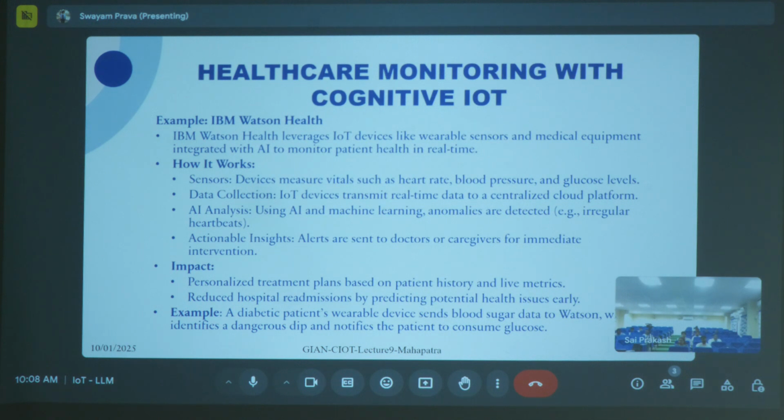A specific example of this would be a diabetic patient wearing a device that monitors their blood sugar level. If the system detects a dangerous dip in glucose, it immediately alerts the patient to consume something sugary, and if necessary, notifies their doctor as well. So this is a very simple but very effective process. It can prevent severe complications and save lives.